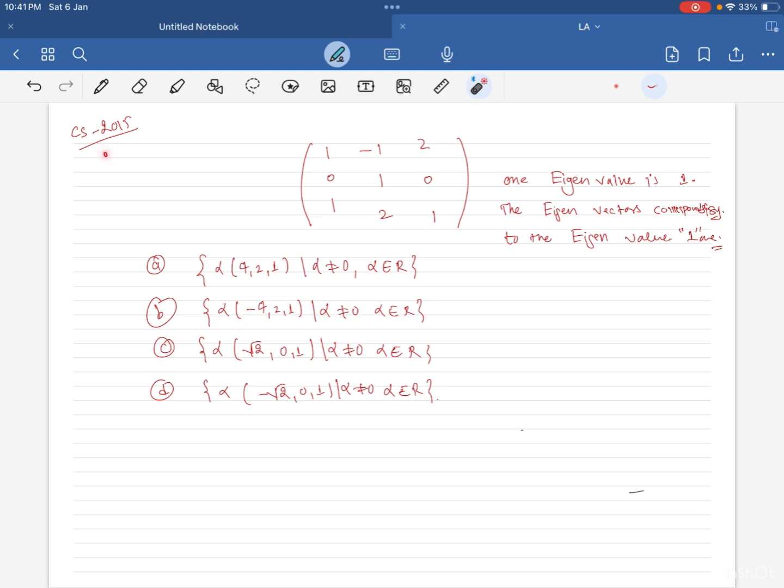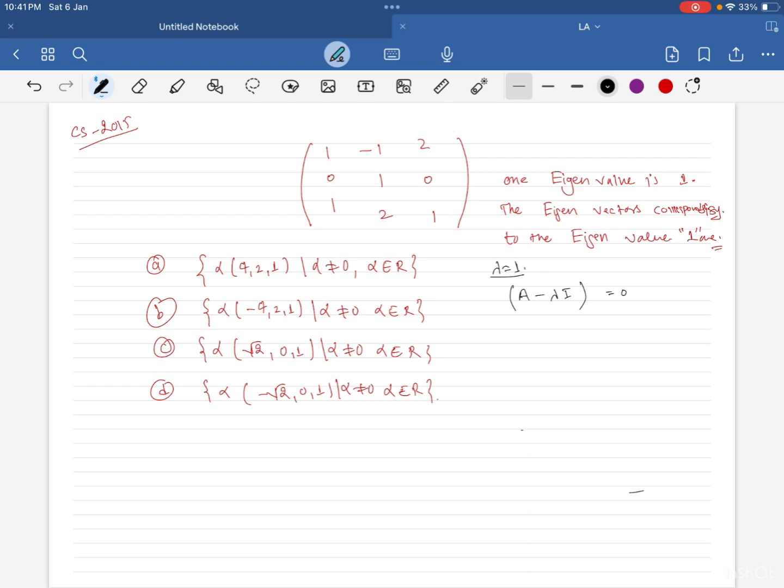So this question is from CS 2015 and we are given this matrix, and one of the eigenvalues is 1. The eigenvectors corresponding to the eigenvalue 1 are? So corresponding to the eigenvalue 1 you will have to find the eigenvector. To find the eigenvector, you look at lambda equal to 1, and you will have to find the null space of this matrix.